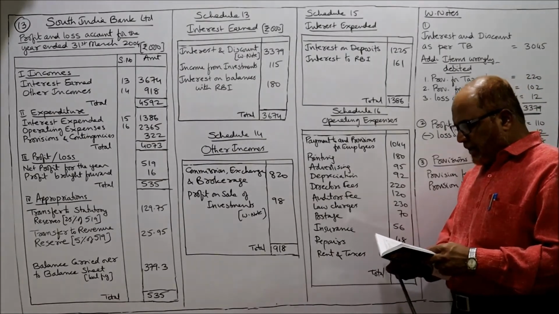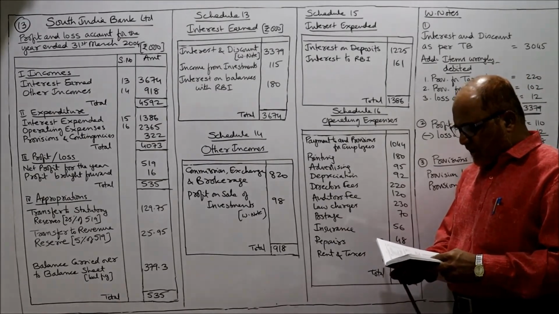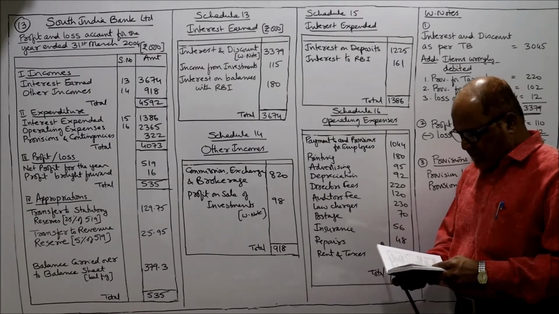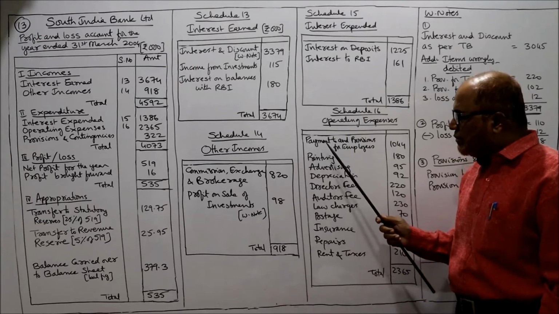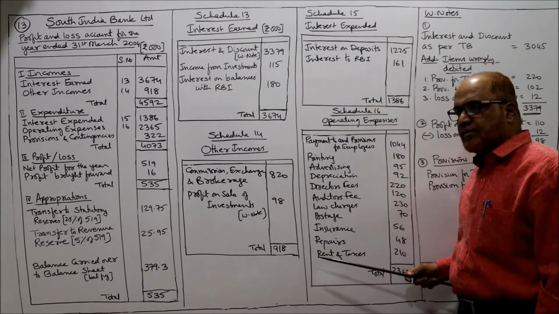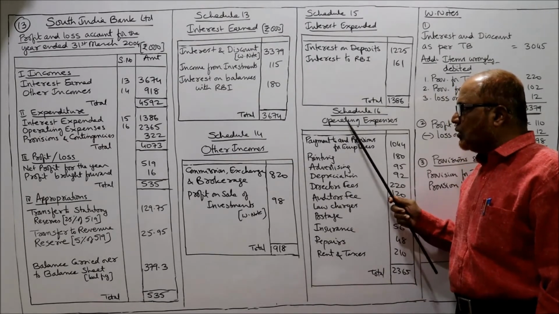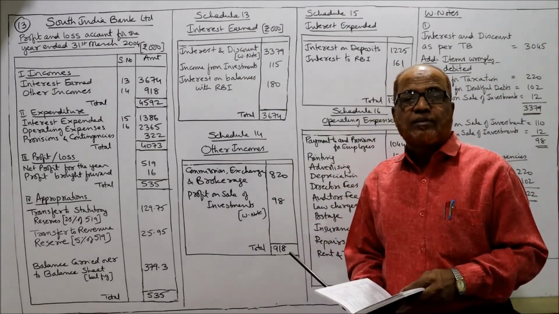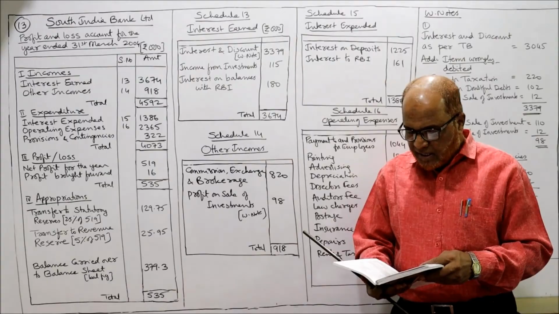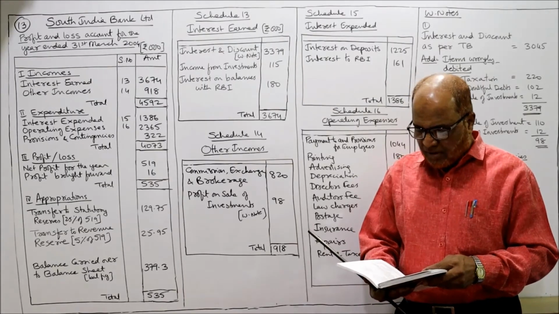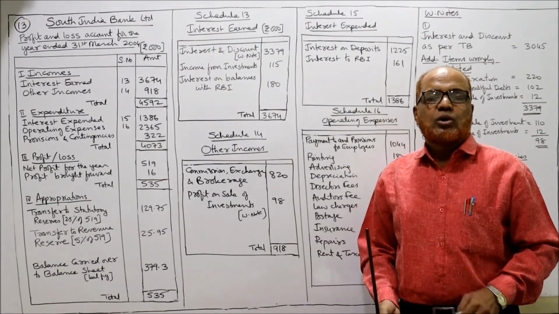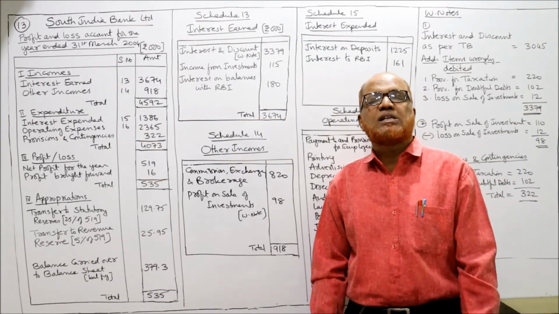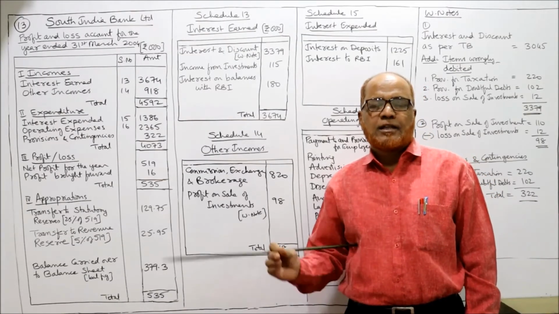Next come printing, advertising, depreciation, director fee, auditor fee, law charges, postage, insurance, repairs, rent. All these items will come under operating expenses. So we have completed schedule 16, operating expenses. Now the adjustment. Carefully see, there's a new point here. Interest and discount mentioned above is after the adjustment of the following. So the interest and discount given in the trial balance, interest and discount 3045.